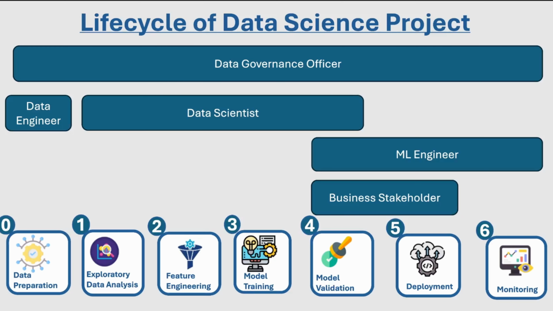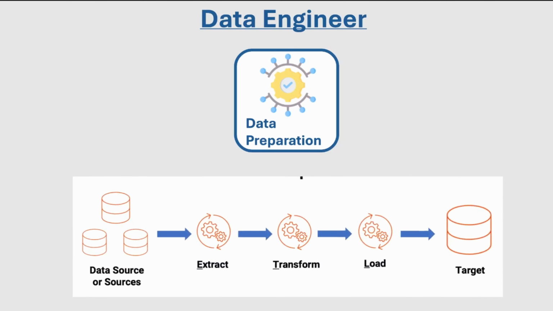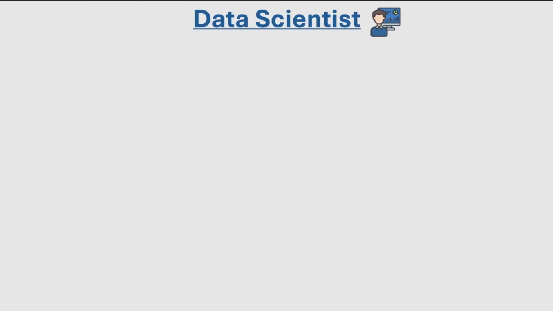Now let's talk about all the roles individually. First of all, the data engineer. The data engineer will be responsible for data preparation, and it can be through an ETL pipeline. We have already discussed what an ETL pipeline is: extraction, transform, and load. So the data engineer can take data from different sources, from different kinds of databases, and then prepare the data using ETL pipelines.